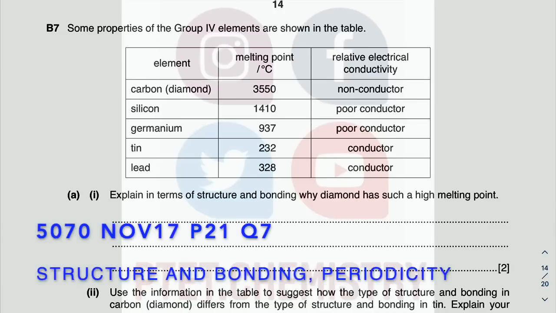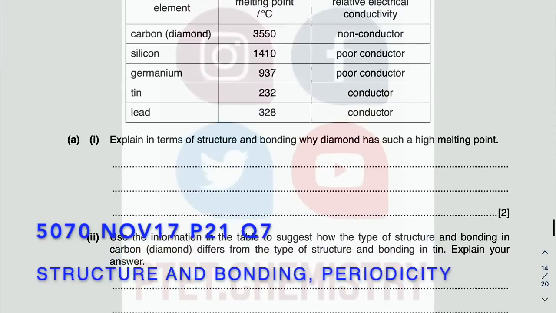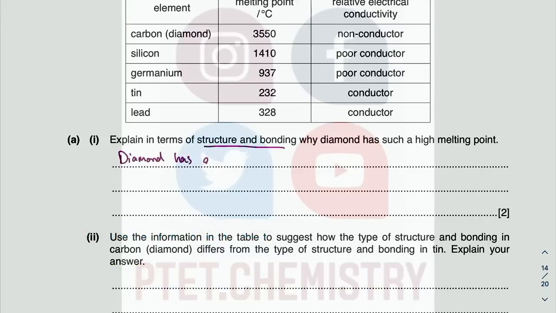So next question is on group 4 elements, carbon all the way down to lead. So there's one on structure and bonding. Typical thing, so we've got to start with the structure first. Diamond has a giant molecular structure, which I hope you know as part of your case study. Diamond versus graphite.